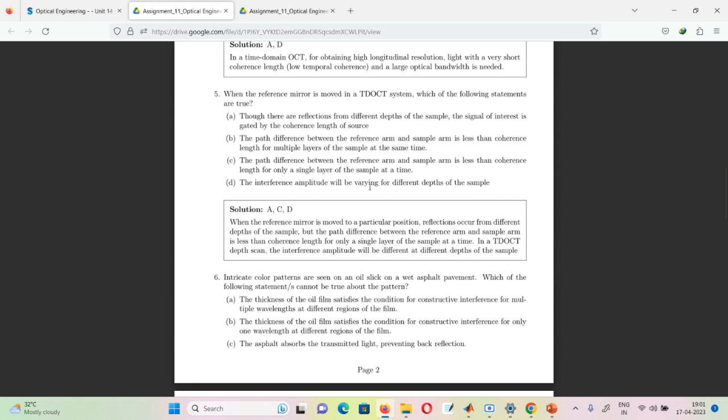The interference amplitude will be varying for different depths of the sample. Yes, your sample has a different composition. You will get a maximum interference pattern only if the intensity from your sample and your reference beam are almost the same. But if your sample is varying, you will get an interference pattern, but that interference pattern intensity will vary, depending on how much light is coming from your sample beam, because the reference beam is going to be constant. Okay.